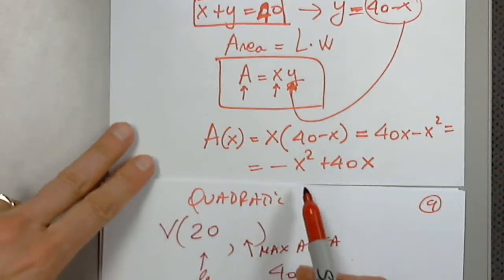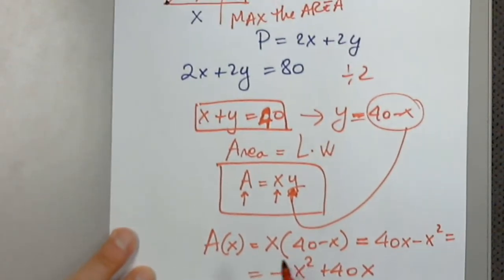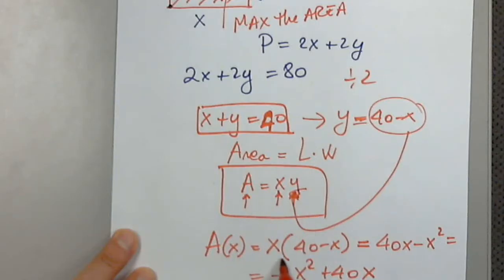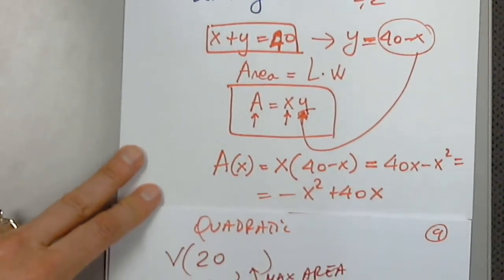Right, or go back and replace it in here. It's the same thing, because x times y is the area we created, the function that we created. But this is the easiest thing to do. So 400.